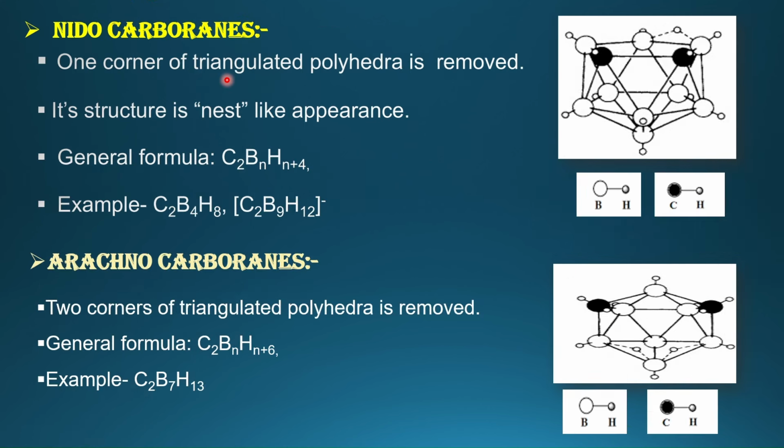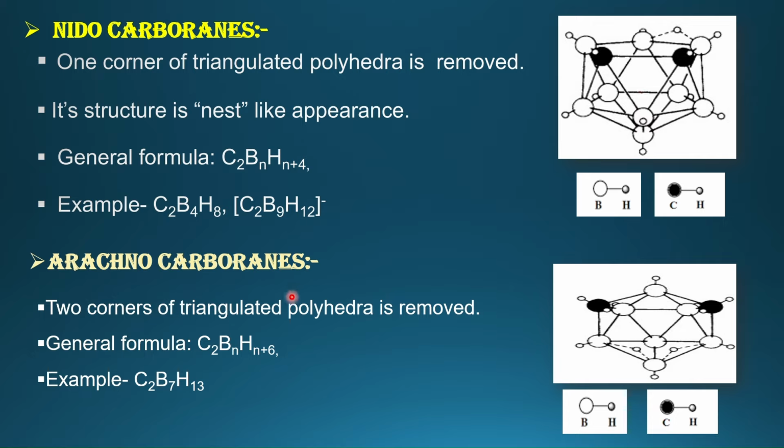Next, nido-carboranes. One corner of the triangulated polyhedron is removed. Its structure has a nest-like appearance. The general formula is C2BnHn+4. Example: C2B4H8, in which one corner of the triangular polyhedron is removed and it looks like a nest.